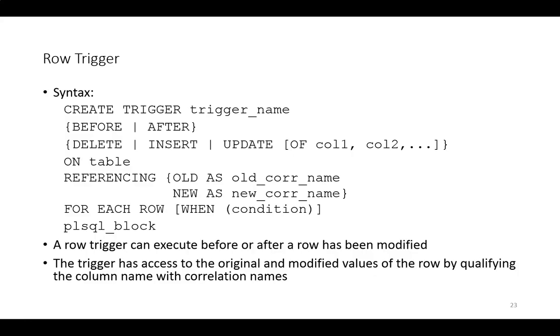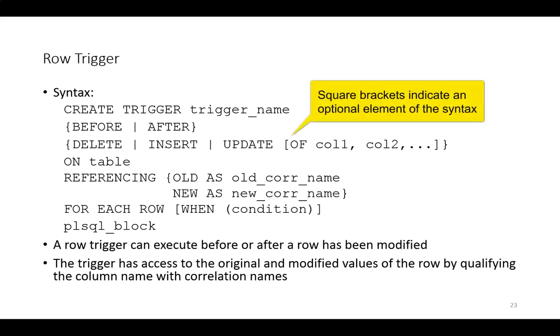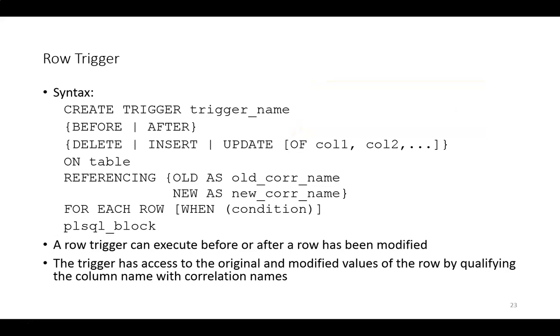Next, we examine row triggers. The syntax for creating a row trigger, again, assigns a name to the trigger, specifies the timing, when it will fire, before or after the default processing, and for which event, delete, insert, or update. Update has the option of specifying specific columns. It also specifies for which table the DML operation must be applied in order for the trigger to fire. So far, it looks very similar to what we've seen with the statement level trigger.